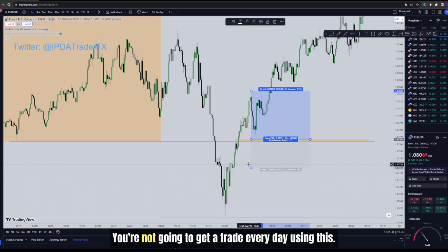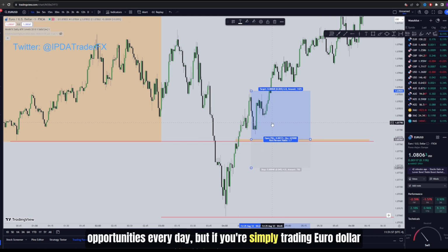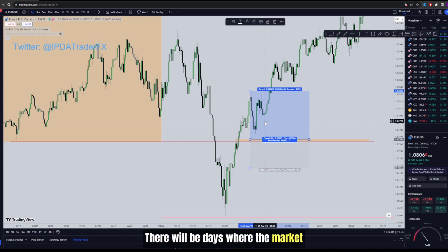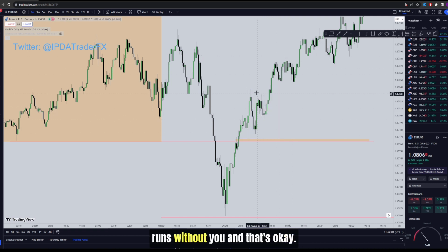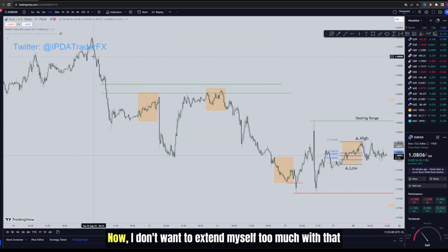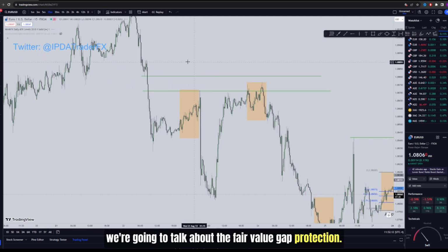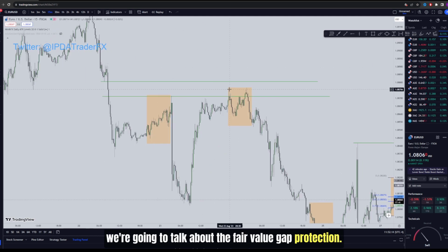You're not going to get a trade every day using this, at least if you're just looking at one pair. If you had 3 to 4 pairs, yes, there may be opportunities every day. But if you're simply trading euro dollar with this module, you're not going to get filled. There will be days where the market runs without you, and that's okay. Now, I don't want to extend myself too much with that because we have a lot of things to cover still. And we're going to talk about the fair value gap protection.